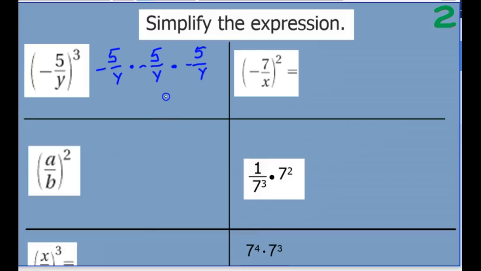So now all we gotta do is count up how many we have. So if we look at the top, we have 1, 2, 3 5s. So we have 5 to the 3rd. And on the bottom, we have 1, 2, 3 y's. Now, 2 negatives make a positive, but we have 1 more negative, so it's still a negative. So our answer is negative 5 to the 3rd over y to the 3rd.